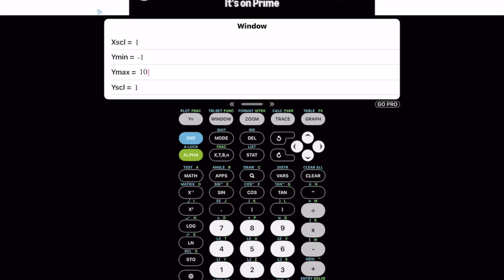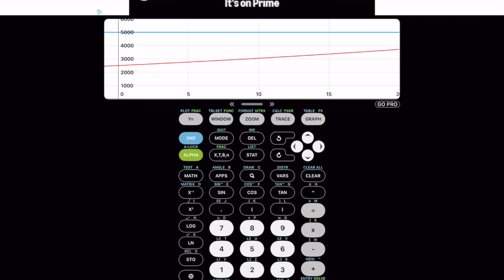And our y maximum, which is the y value, it says more than your y1 number. So our y1 number is at 5,000. So I'm going to make this 6,000. Okay. And then I'm going to hit graph. So right now I have the two graphs. The y equals 5,000 is a horizontal line, and then I have the other equation from the interest formula, but I don't see the intersection.